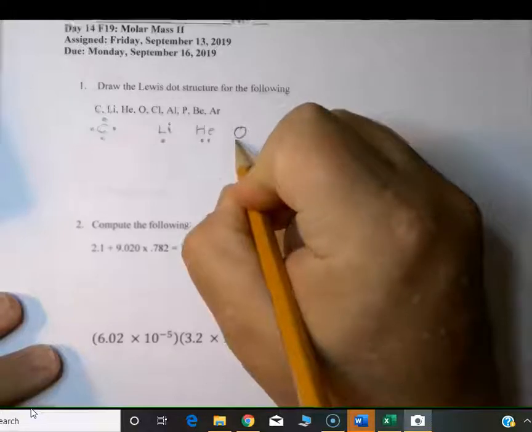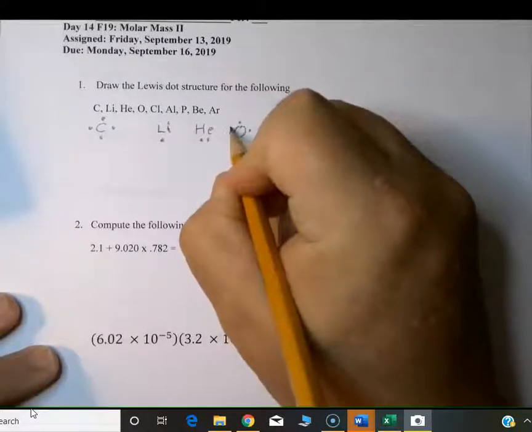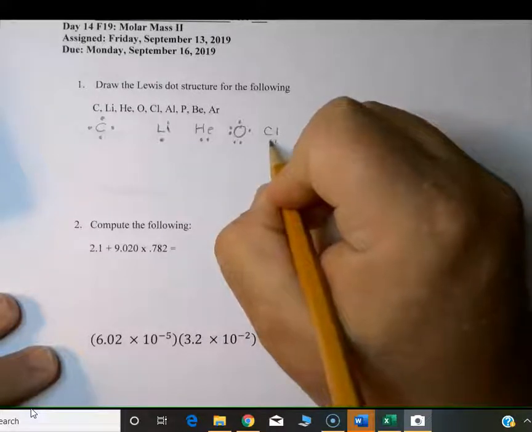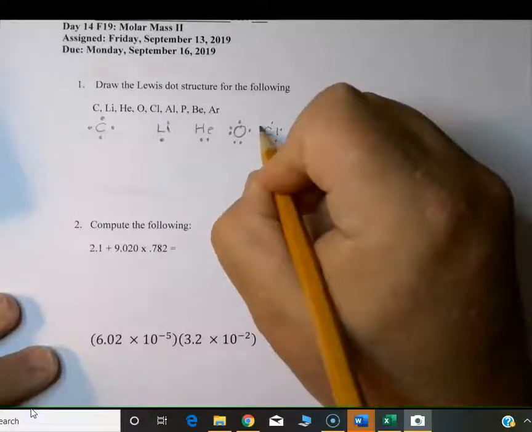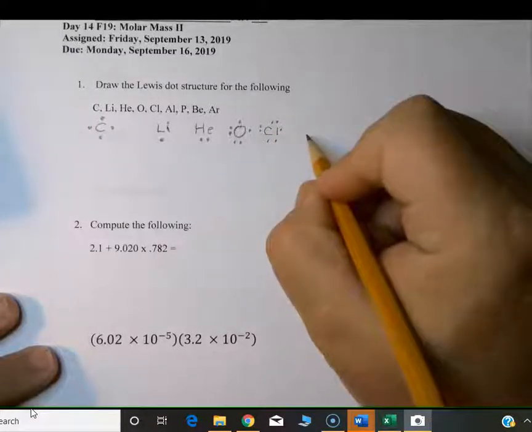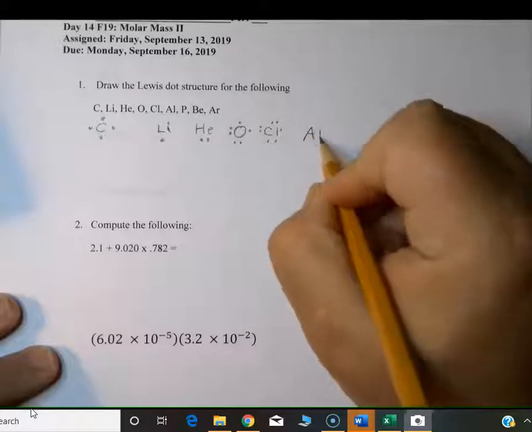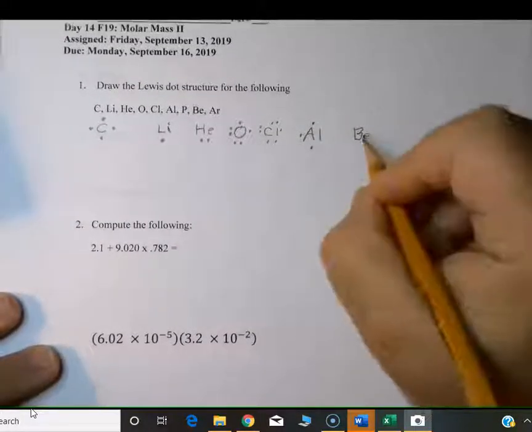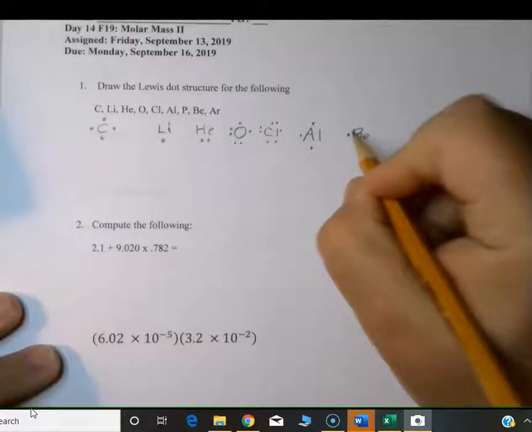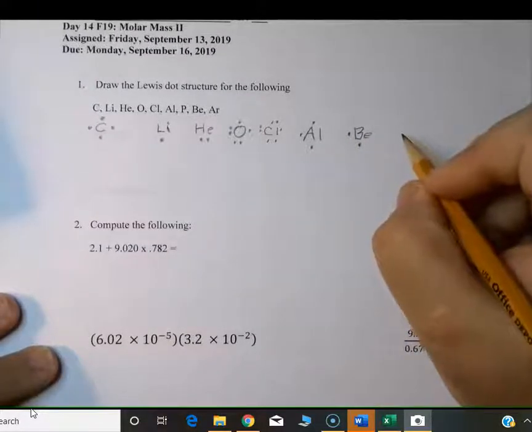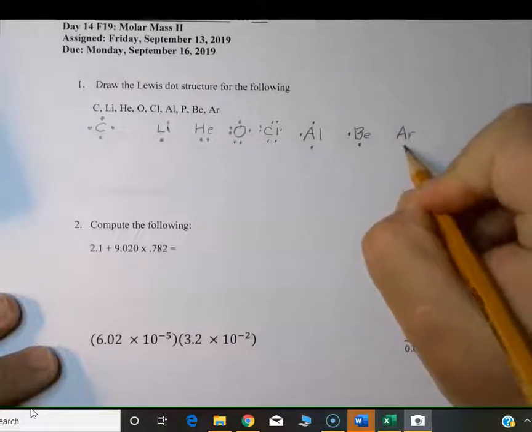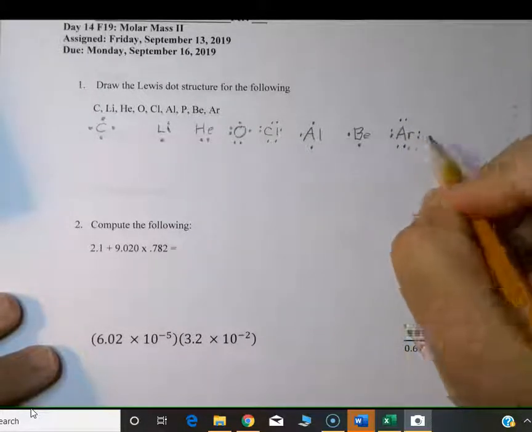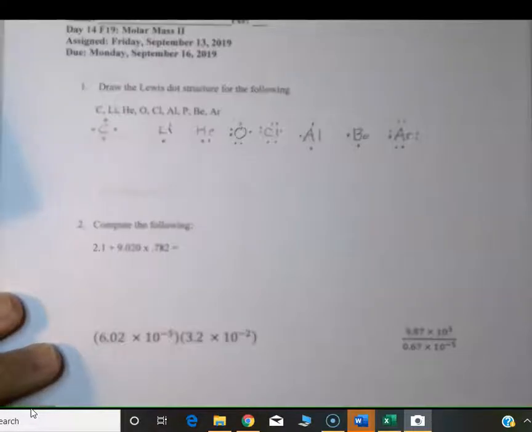Oxygen is 6. Okay, argon being a noble gas has a full octet.